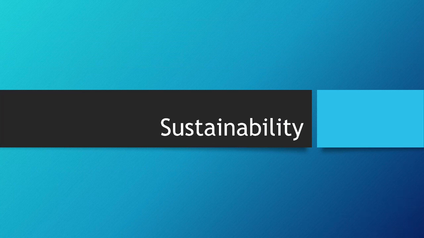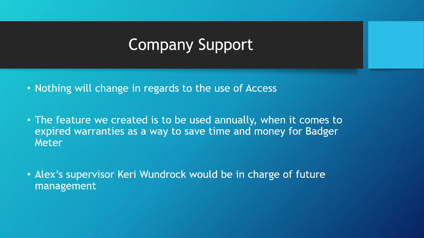And then we go into sustainability of the systems. So company support: nothing will really change in regards to the use of Access, as it's already an established database for the company. The feature we created is planned to be used annually when it comes to expired warranties as a way to save time and money for Badger Meter. Alex's supervisor, Carrie Wondrook, is going to be in charge of future management when it comes to the content of the system.